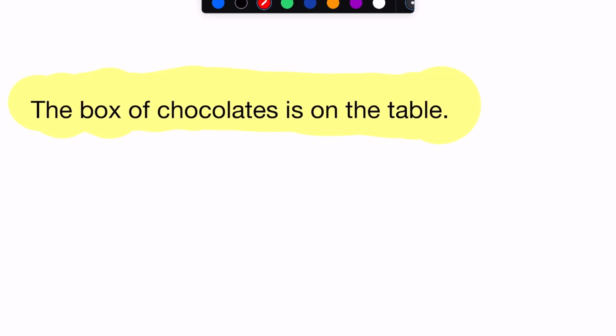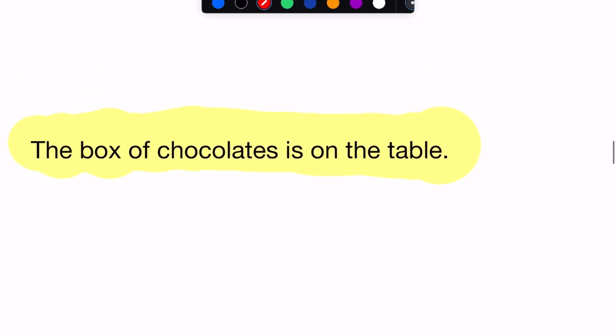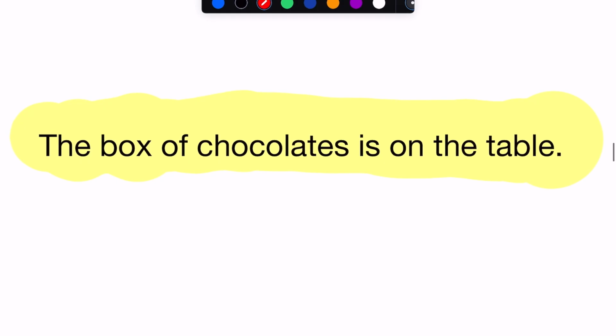Let's look at this sentence. I want you to pause the video and see if you can figure out what the subject is and what the verb is for this sentence. This can be quite confusing because there could be multiple possible answers. Box could be a possible answer, chocolates could be a possible answer, even table could be a possible answer.